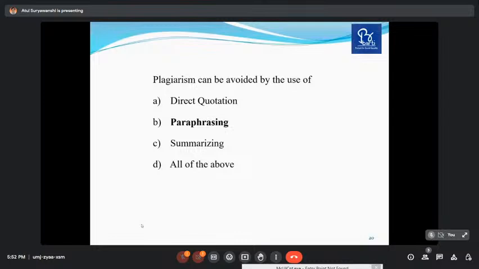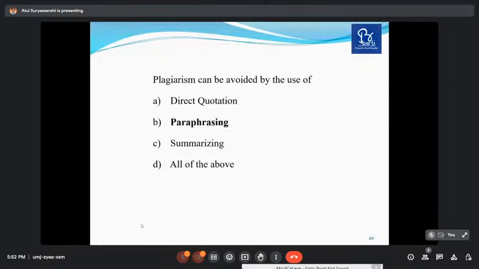The next question: which of the following requires proper citation? When you refer to some previously published studies, or when you refer to your own paper that you have previously written, both A and B require proper citation. Without citation, the paper cannot be completed.